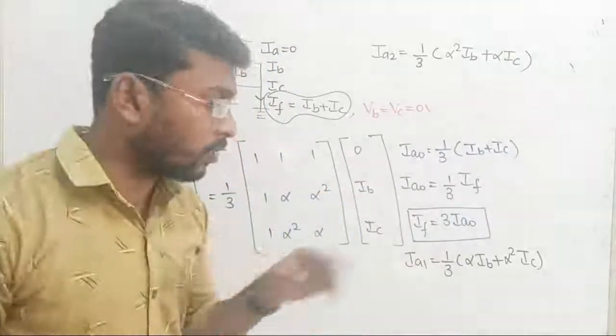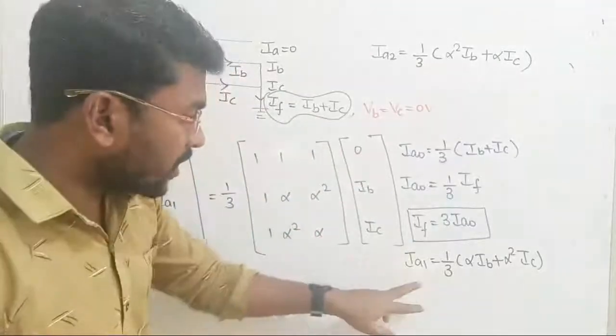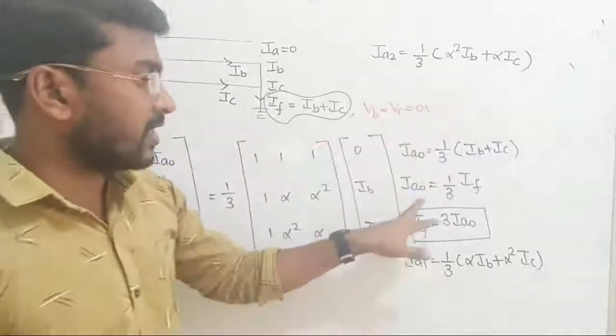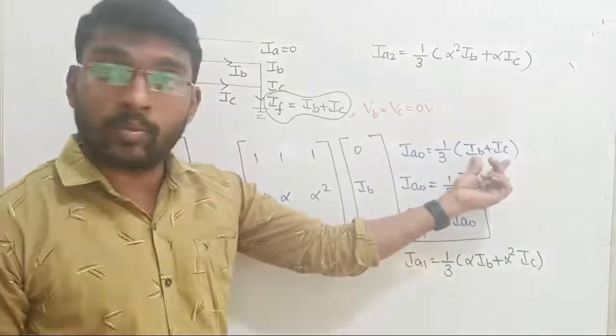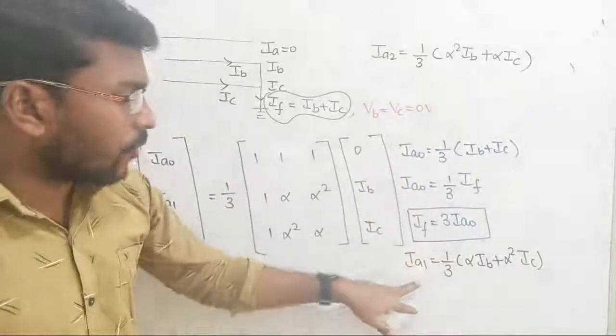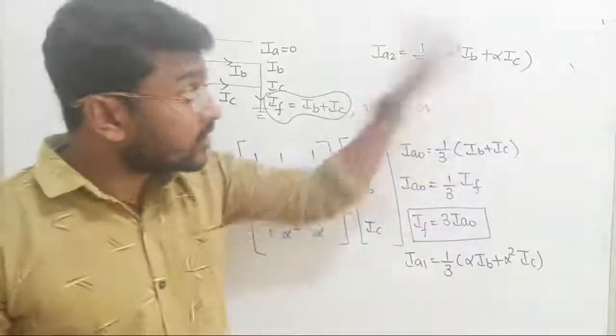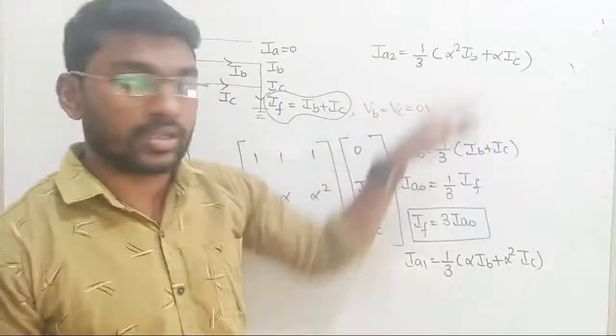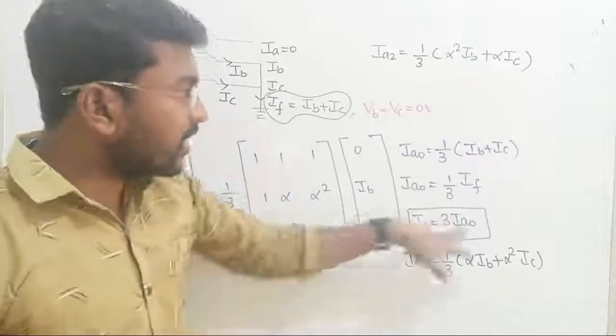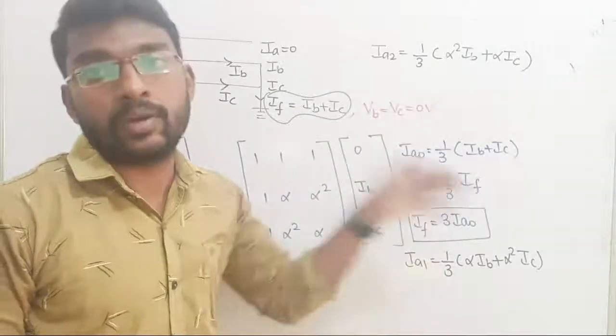Similarly here, one thing we can observe. If we observe the three currents separately, IA0 is directly 1/3 times of IB plus IC. IA1 comes as alpha into IB plus alpha square times of IC. IA2 is alpha square into IB. See, just the opposite. So the conclusion is these three are not having a direct relation between them.